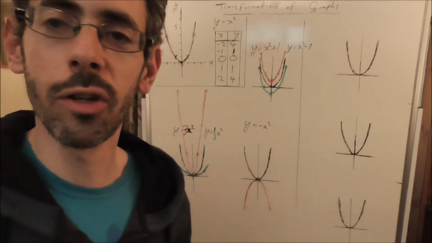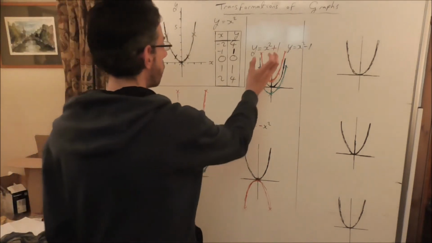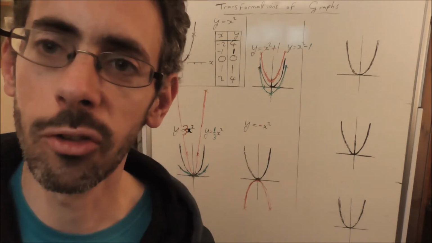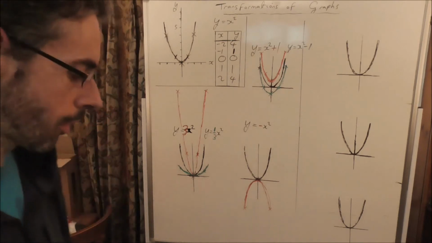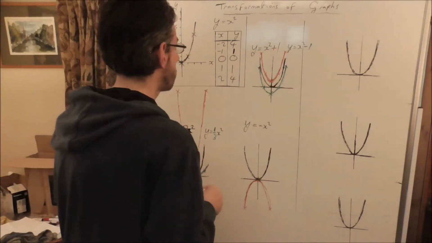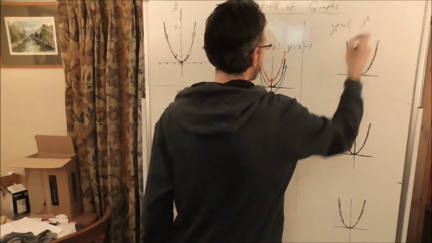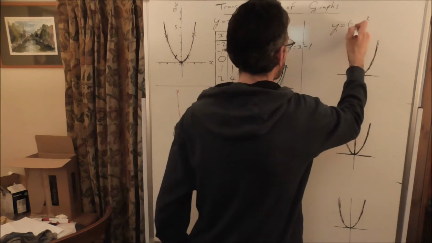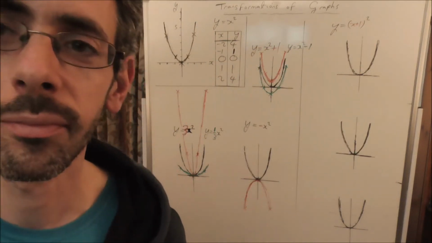Right, so all these transformations so far have been vertical transformations, and that's because I've done something to the whole expression. To get horizontal transformations, if you remember, you have to actually replace the x with something else. So let's do some horizontal transformations over here. So instead of drawing y equals x squared, let's replace x with x plus 1. So let's replace x with x plus 1.